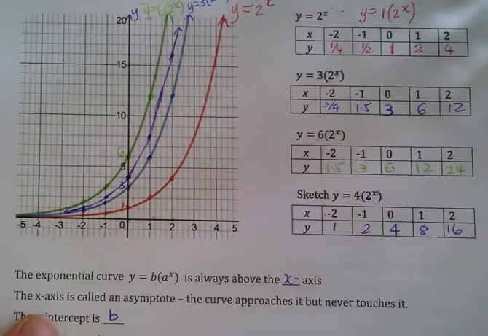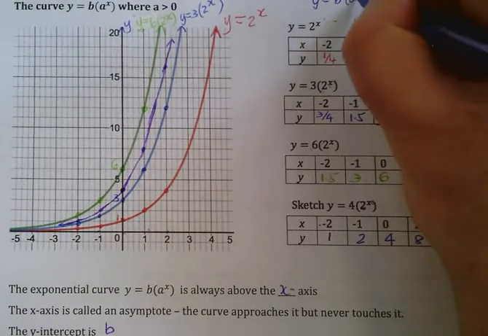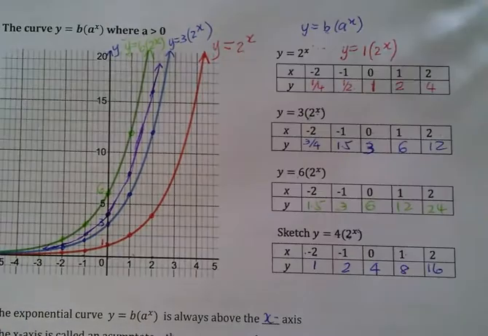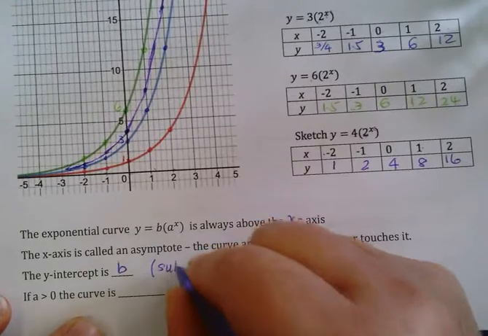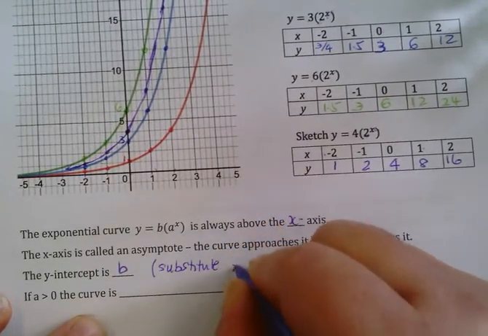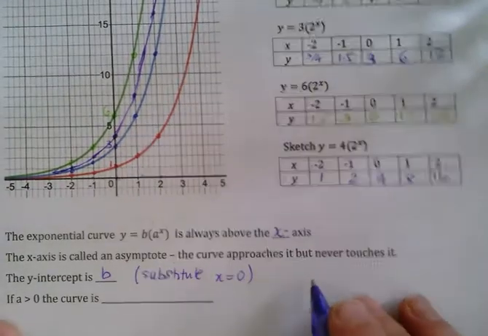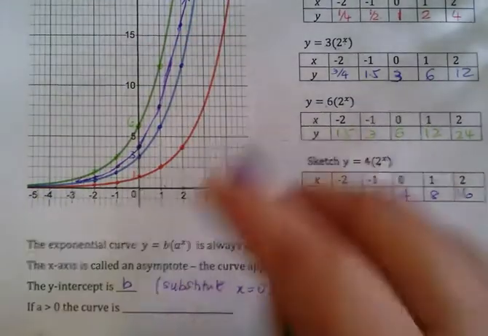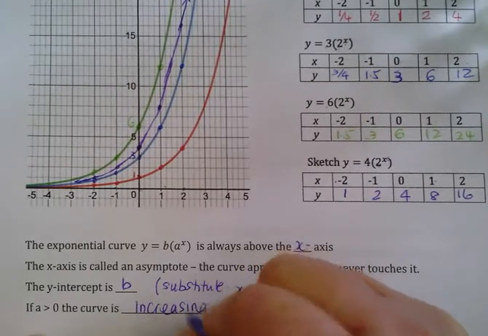Okay? Now sometimes b is 1, in the case of y equals 2 to the power of x. If it's of the type y equals b times a to the power of x, whatever this b value is out here, that's the y-intercept. But remember, to check what your y-intercept is, always substitute x equals 0 into your equation. That will give you your y-intercept. And if a is greater than 1, would you call this an increasing or a decreasing curve? The curve is increasing. Okay?